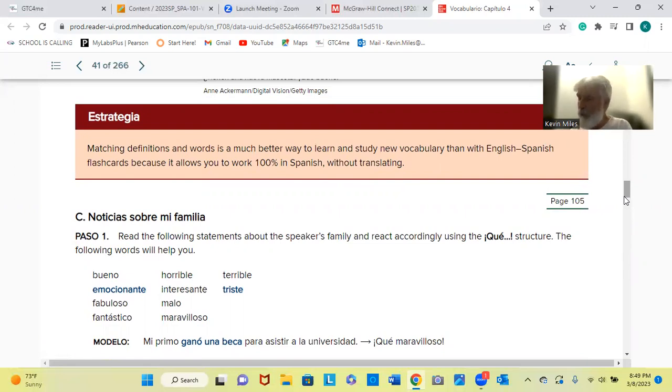So for example, when you're working with the family terms and you're given a family tree, they might ask you, who is Tom? And let's say Tom is Mary's son-in-law. How would you say Tom is Mary's son-in-law? Well, first of all, you got to know the term for son-in-law, okay? It's yerno, all right?